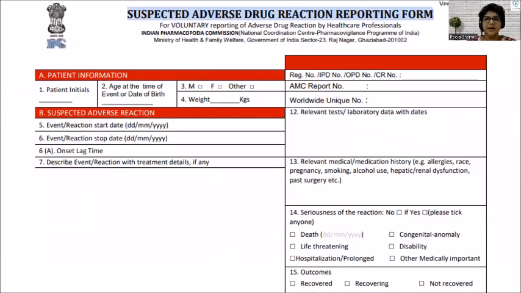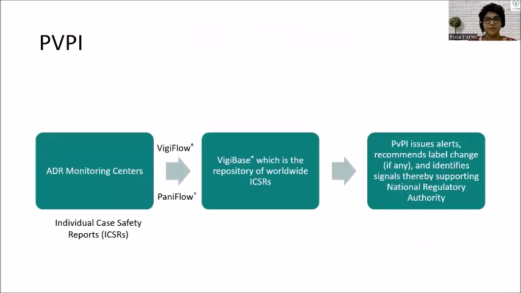Now, this is something that the basic pharmacovigilance story of the PVPI is based on. This is a suspected adverse drug reaction reporting form. This is a voluntary reporting of adverse drug reactions by health professionals. This is a form that is available. Even health professionals can report, even the patient can report. So this is a spontaneous reporting form, right? The systems that are created for pharmacovigilance actually are supposed to fill these forms.